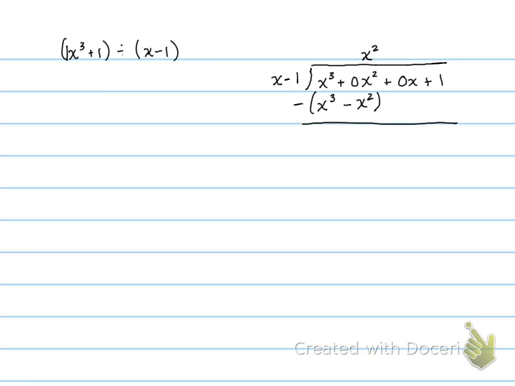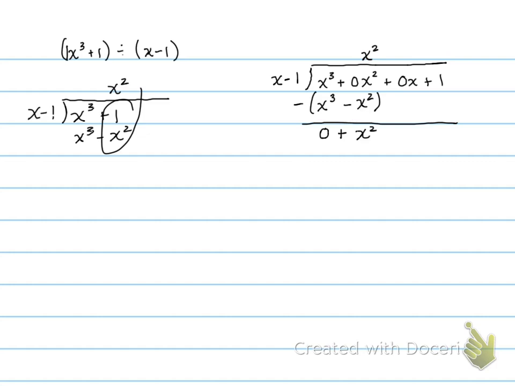So now when I subtract, x to the third minus x to the third is 0. And then I have 0 minus negative 1 is a positive x squared. If I set this up like this, and I put that x squared there, and I went x to the third minus x squared, notice that those are not like terms.